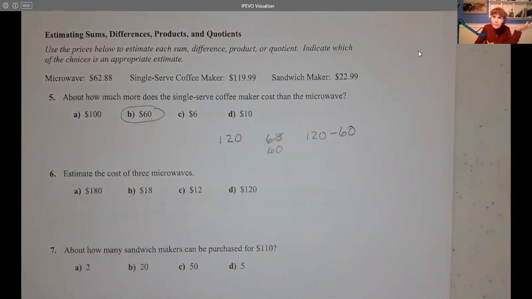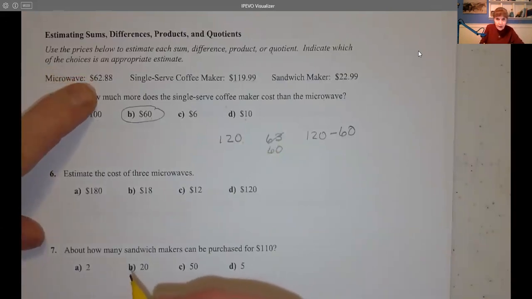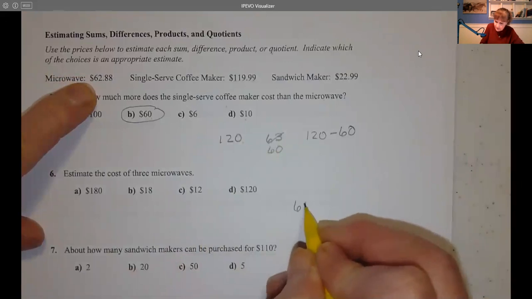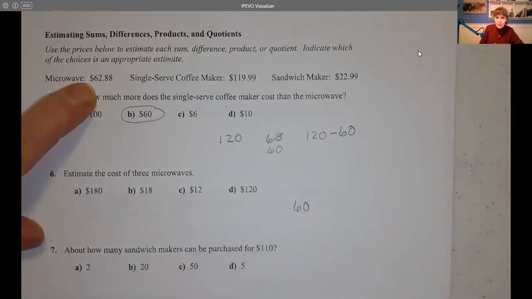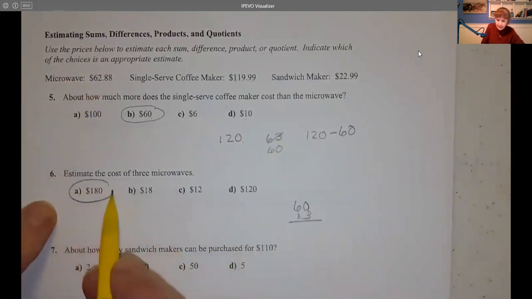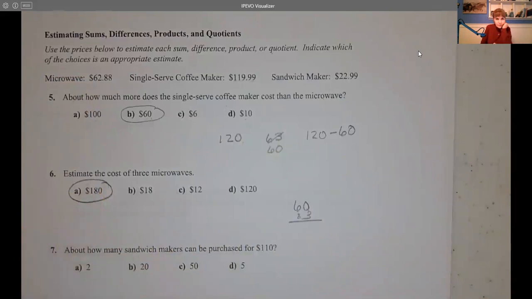Estimate the cost of 3 microwaves. All right, well, 1 microwave, we're going to say is about $60. So 1 microwave is about $60. How many would 3 microwaves be? You have 3 of these, times 3, about $180. So you're just rounding and answering the question. But again, you do need to know, am I subtracting? Am I multiplying? That kind of an idea.